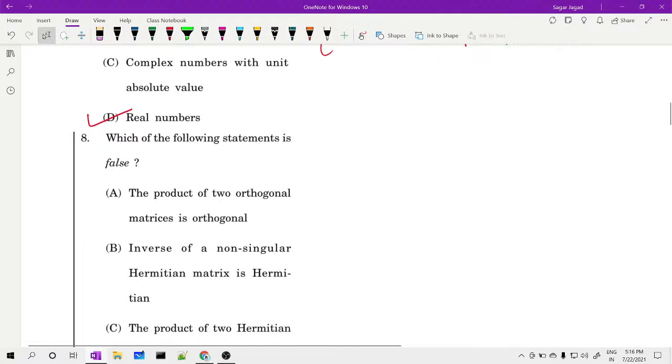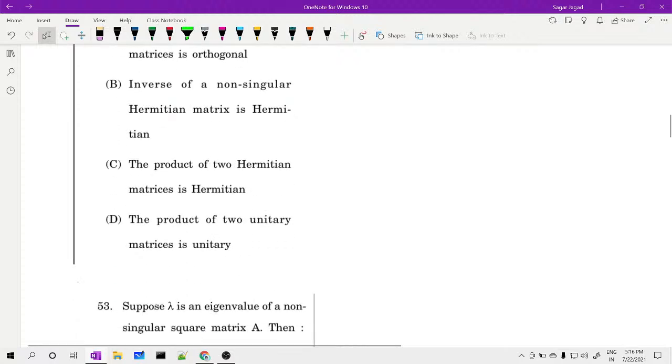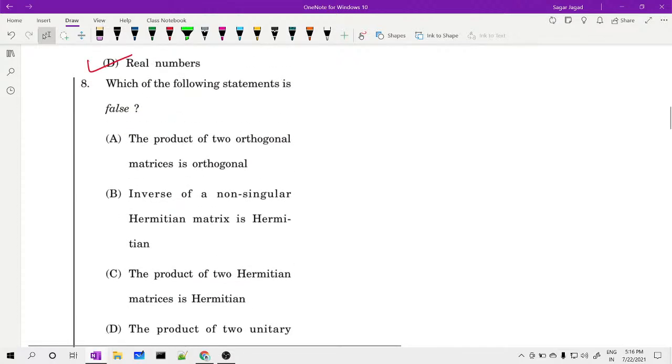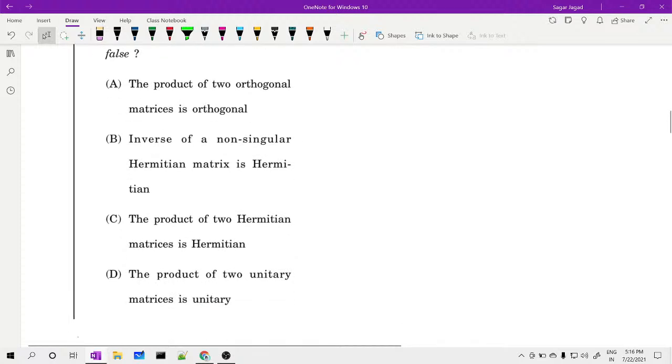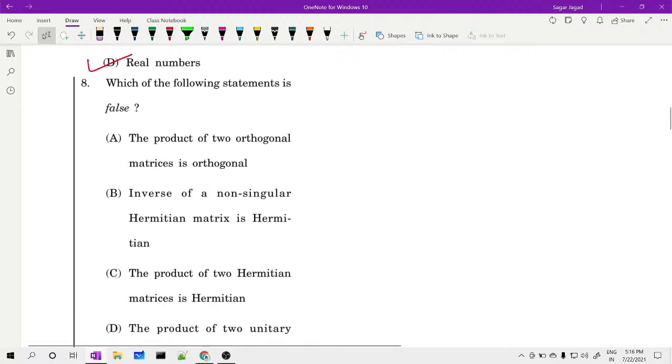Which of the following statements is false? The product of two orthogonal matrices is orthogonal. It is going to be a beautiful question, by the way. Okay, the product of two orthogonal matrices is orthogonal. I think so. It should be orthogonal. But let me just think about the product of two Hermitian matrices is Hermitian. Inverse of a non-singular Hermitian matrix is Hermitian, the product of two unitary matrices. So I think the point of trouble could be in C or D. Let's just think about the Hermitian first.